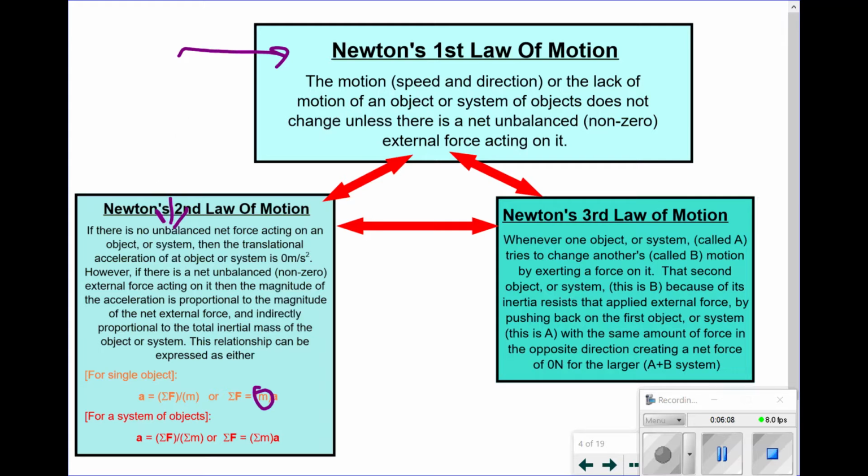But then, how do I resist? What do I do? That's where the third law comes in. The third law explains how I resist.